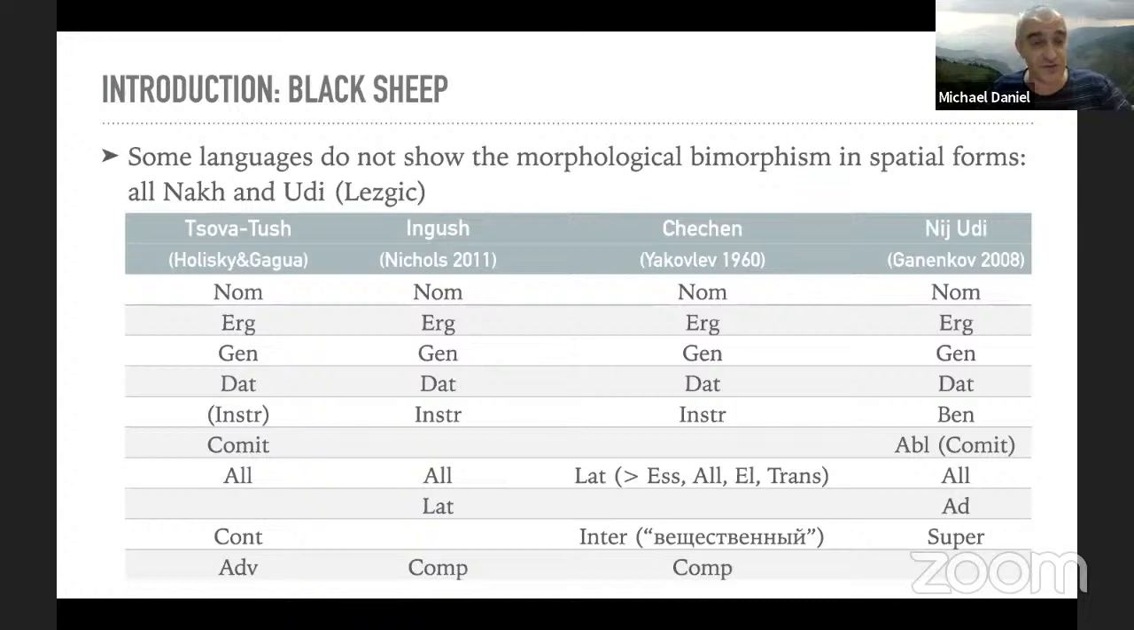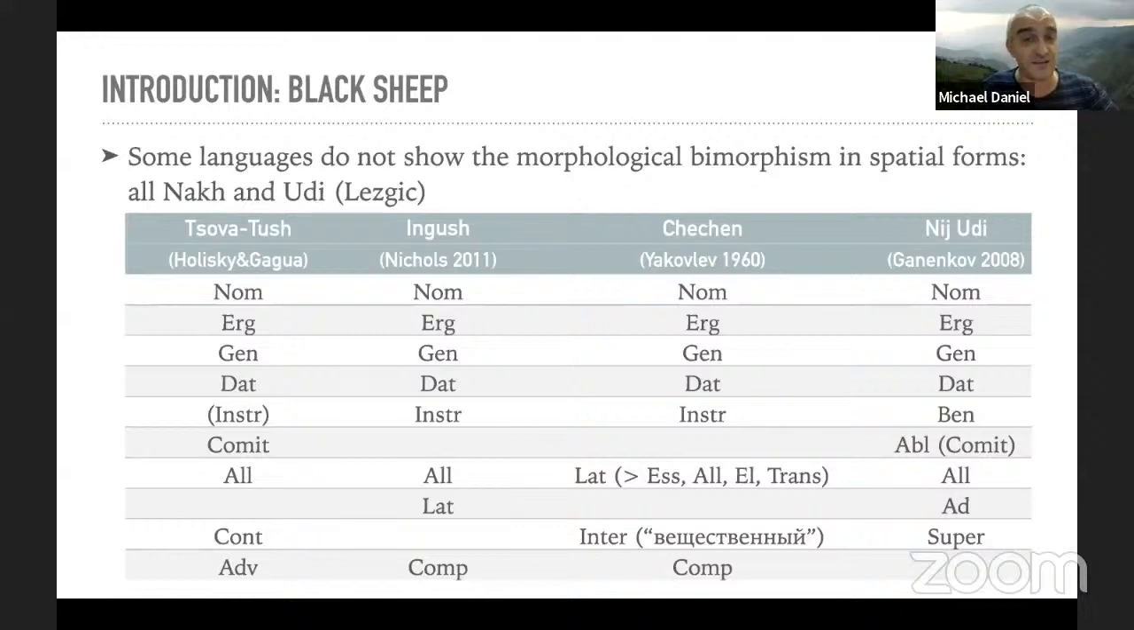Further, there are some languages which do not seem to have this special kind of morphological bimorphism of this spatial template at all in spatial nouns. Here belong all Nakh languages and Udi, an outlier Lezgic language. Of course, lots here depends on the description, and personally, I never worked on either Nakh or Udi, so without looking very much inside the systems, I give you the interpretation by the authors. And even in this interpretation, there are some divergences.